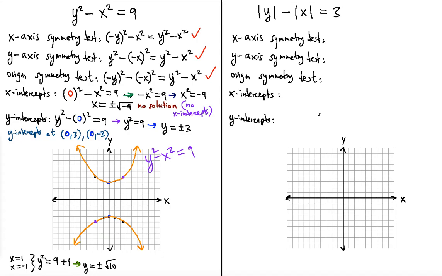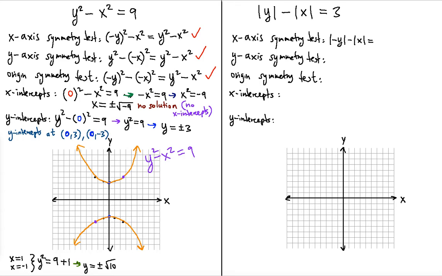Now this equation looks more complicated, but it's not that bad. You just have to follow the regular procedure. So first, the x-axis symmetry test. We have to negate the y. So negating the y.